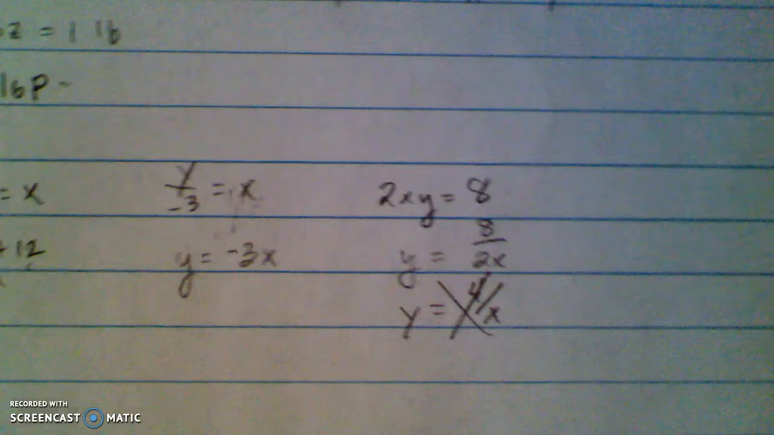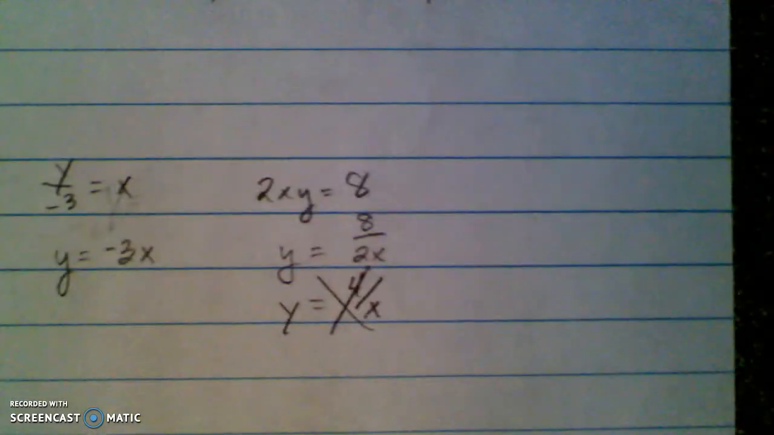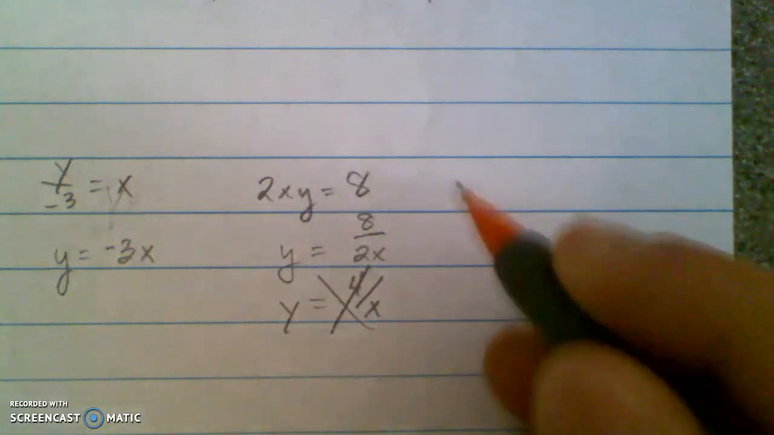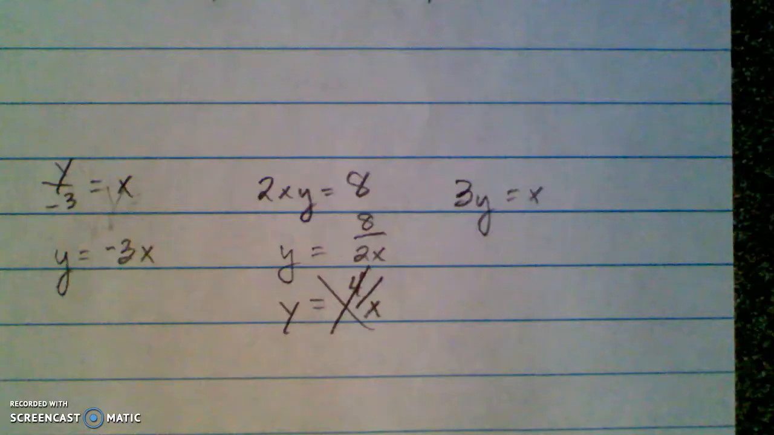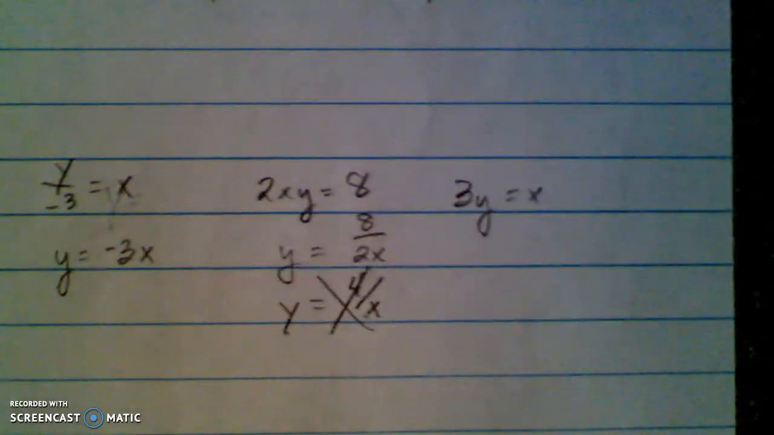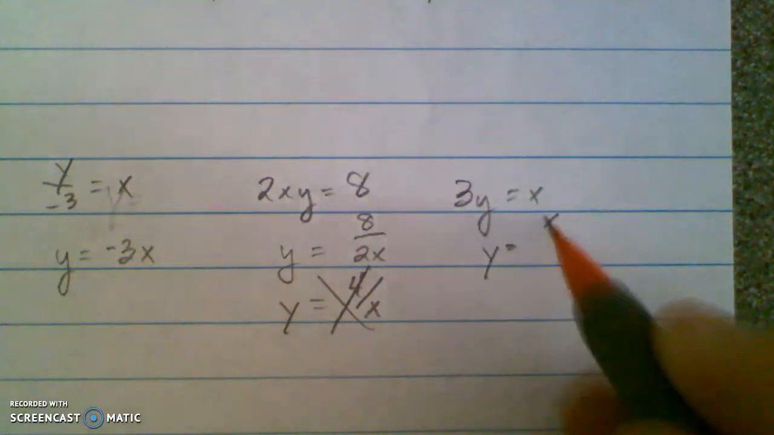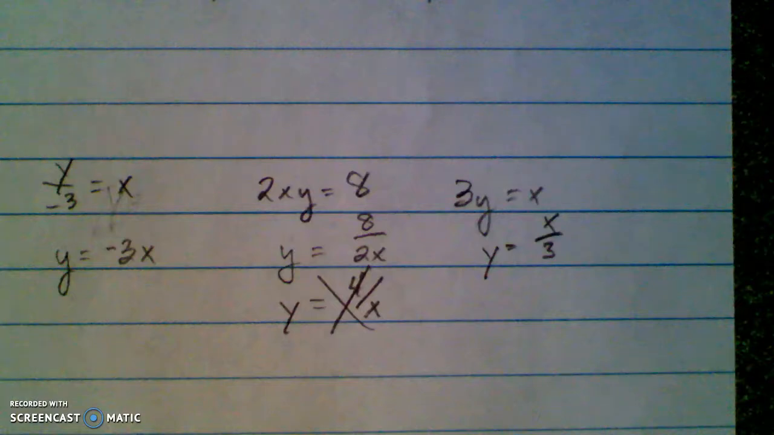Alright, one more. Let's see. 3y equals x. Alright, what's our first step? Divide by 3. Y equals x over 3. Now be careful. What we said in the last example. X has to be the numerator, right? Is that the case here? Yes, so is it a direct variation? This is a direct variation. No y-intercept, and x is in the numerator.